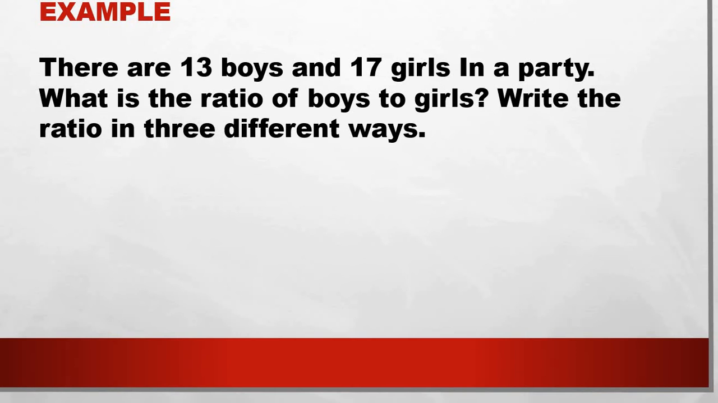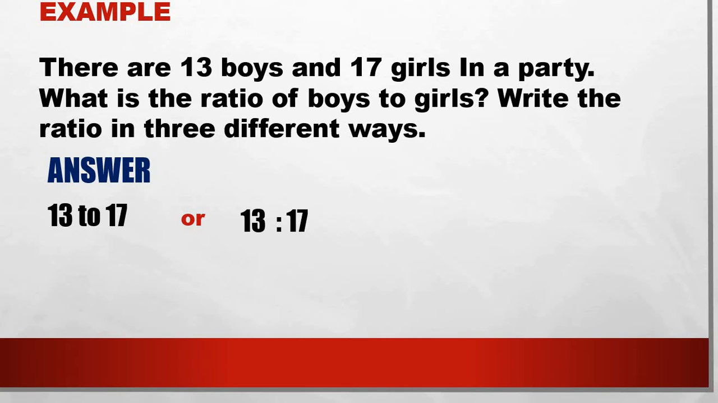Alright, so using "to", we have 13 boys to 17 girls. Remember, you write only the numbers. So I have 13 to 17. That is using "to". And using colon, I have 13 colon 17. That's the second way. And the third way is fraction. I guess you know that one. 13 over 17. Isn't it easy?